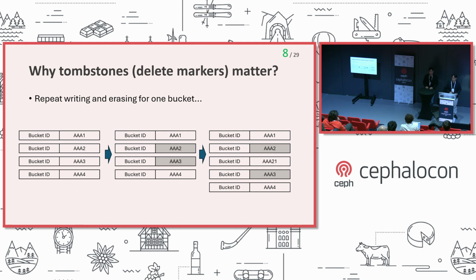What happens if an object is deleted? The corresponding record is marked as deleted, but it isn't actually removed physically, immediately. If you repeatedly write and delete objects from a particular bucket, delete markers, also known as tombstones, accumulate over time, as shown in the diagram. As the amount of data grows and the LSM tree level deepens, it takes longer for these tombstones to be physically deleted.